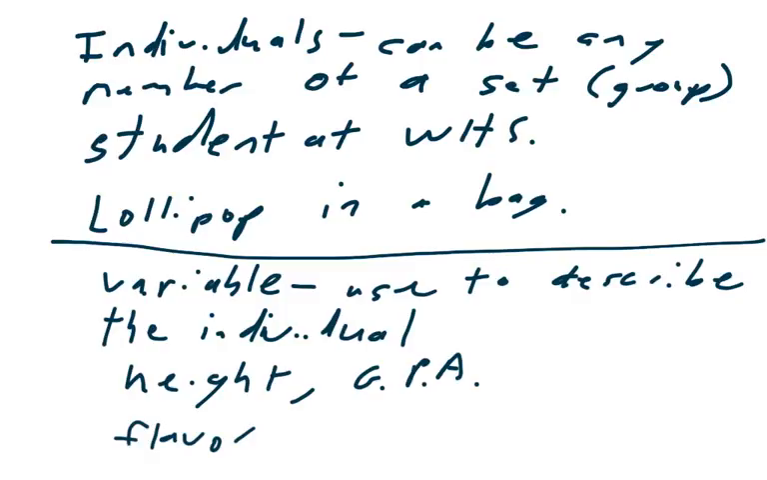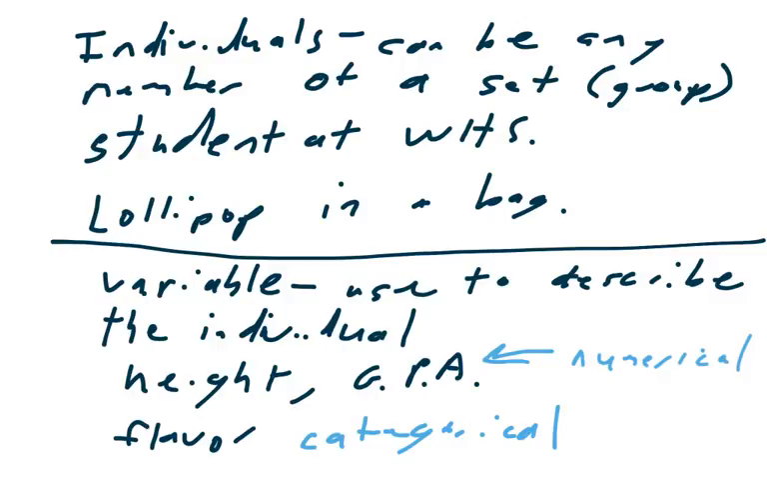Now, in these variables, there's two types of variables that we have. There are categorical, which, like flavor, when I ask you what is the flavor of the lollipop and you tell me watermelon, that's not a number. When you ask for the height in inches or GPA, those would be numerical.